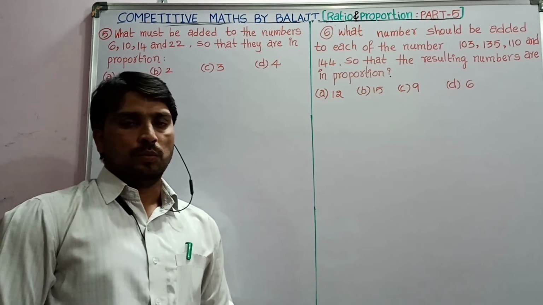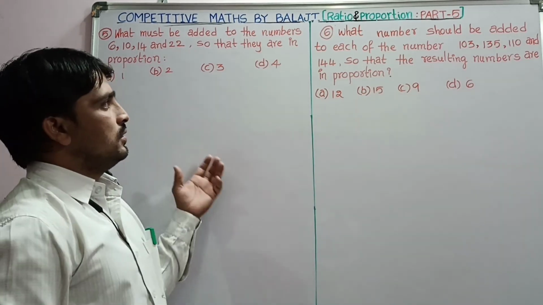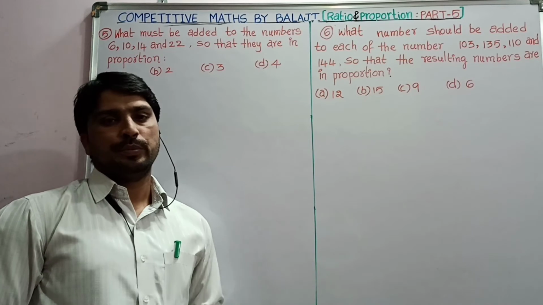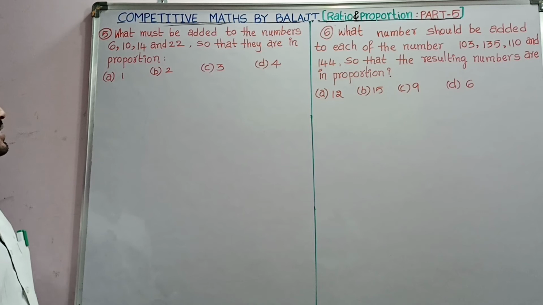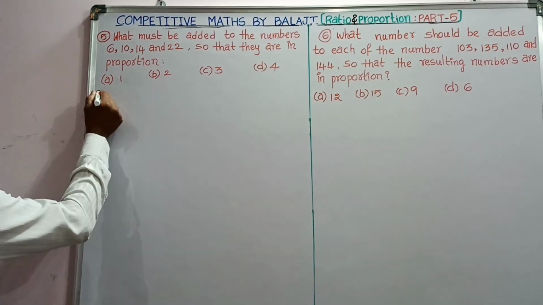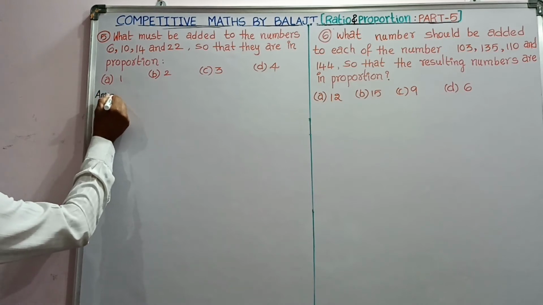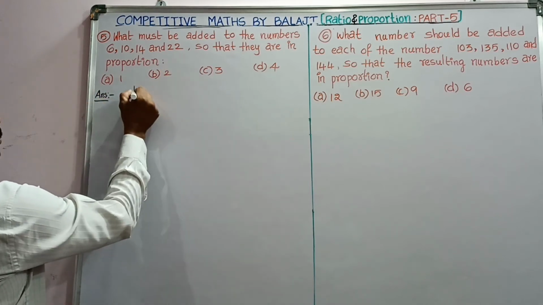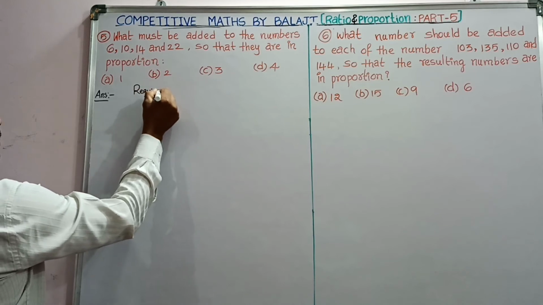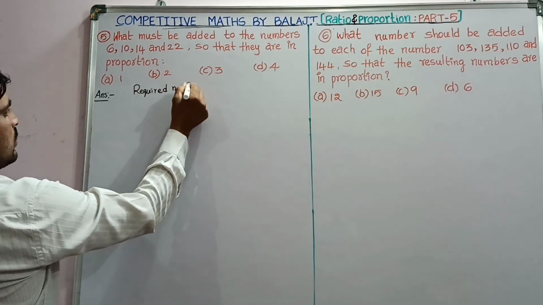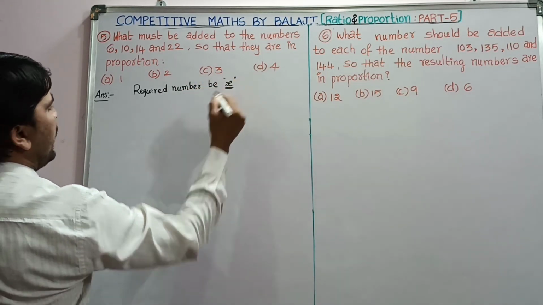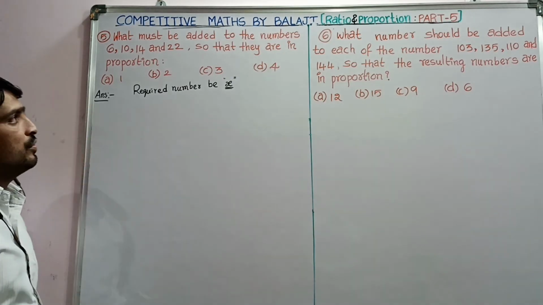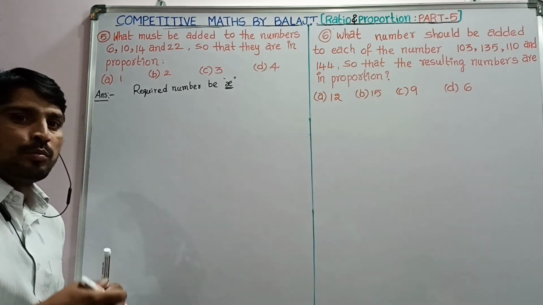Next question, most important thing. We will discuss these two problems by two different methods. Fifth one. What must be added to the numbers 6, 10, 14 and 22 so that they are in proportion? Suppose the required number be x. That is, we add x to each term of 6, 10, 14, 22 so that the obtained numbers are in proportion.